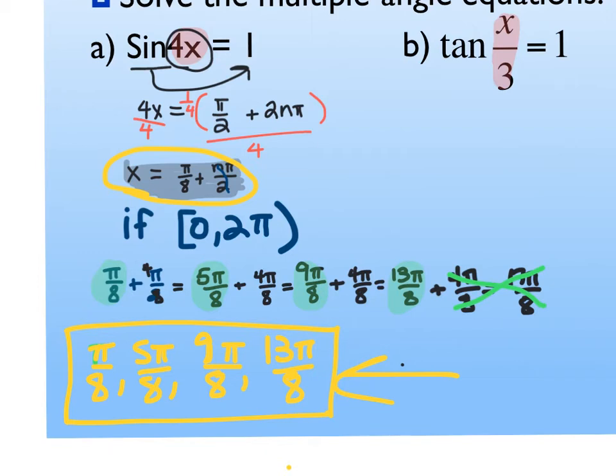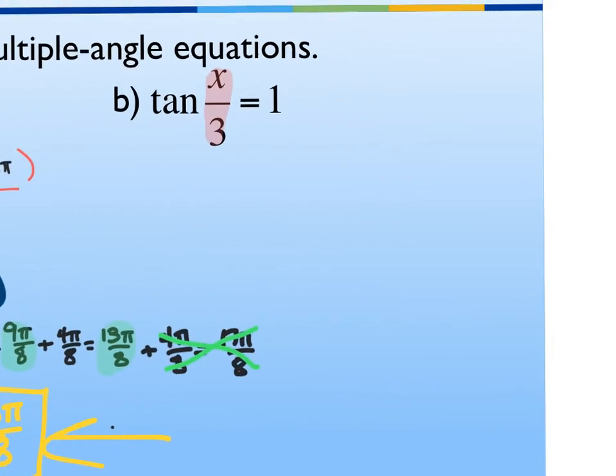If it didn't say from 0 to 2 pi, you're done. That's your answer. If it does say from 0 to 2 pi, then you have to use that first angle and then add that interval until it gets bigger than 2 pi. Does that make sense? Okay, so let's look at B.